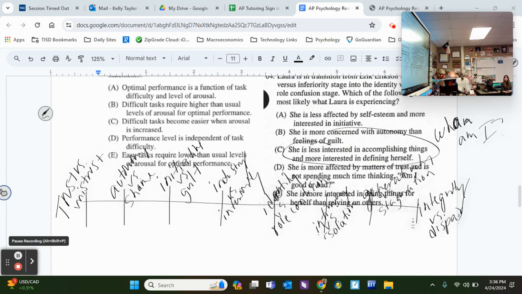Self-concept, identity. Aren't those the same two words? Yeah, basically. But what happens if you don't get identity? You end up in role confusion. What then? Forever.